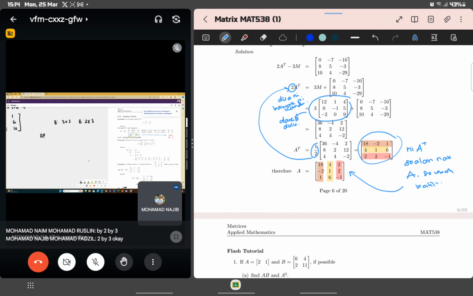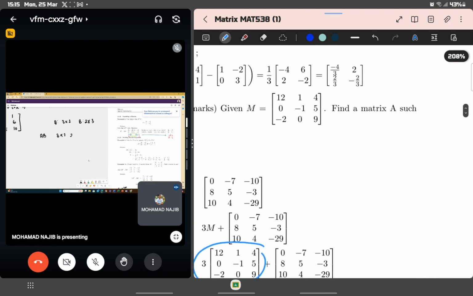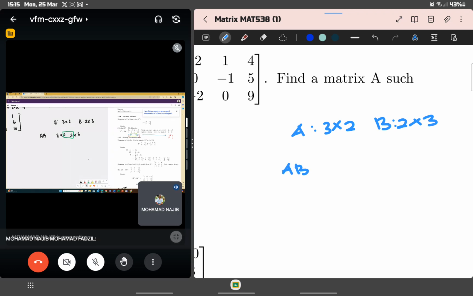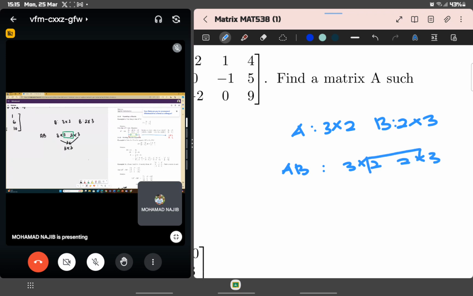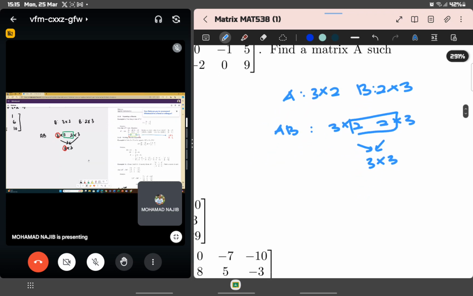A darab B, dia akan jadi, katalah saya tulis macam ni lah. Dia tak ada tulisan khusus pun untuk cek ni. 3 by 2 kali 2 by 3. Betul tak? Jadi yang ni kalau anda tengok, 2 ni sama. Okey, no problem. Maka dekat sini hasil dia adalah 3 by 3. Okay. Okey, boleh?